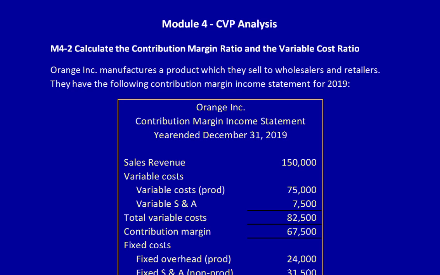We're back at Module 4 CVP Analysis. M4-2, calculate the contribution margin ratio and the variable cost ratio. As always, start by reading the question. Orange Inc. manufactures a product which they sell to wholesalers and retailers. They have the following contribution margin income statement for 2019.